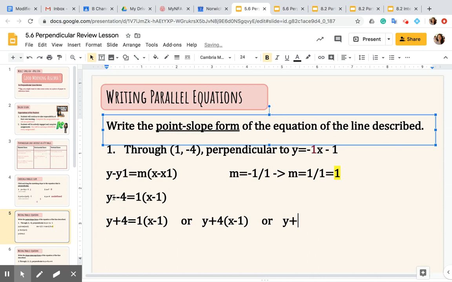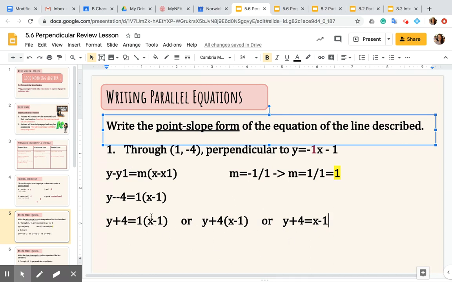Or you could type it like this. Oops, equals x minus 1. Any of these would be acceptable. You don't have to provide me all 3 if you get an answer like this. Just give me 1, but just know that all 3 of these mean the same thing. They're fully simplified, and they're correct.